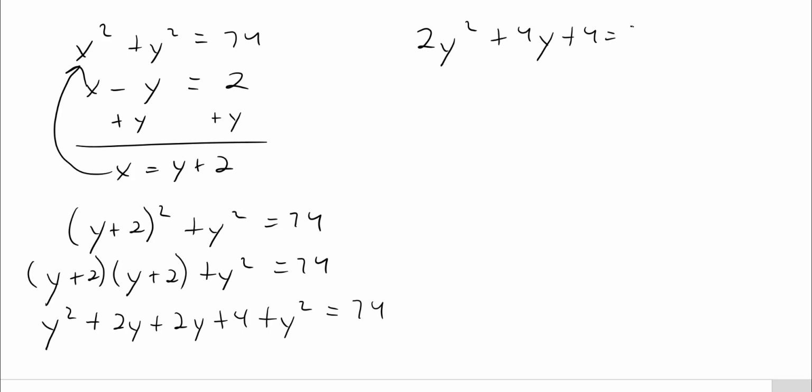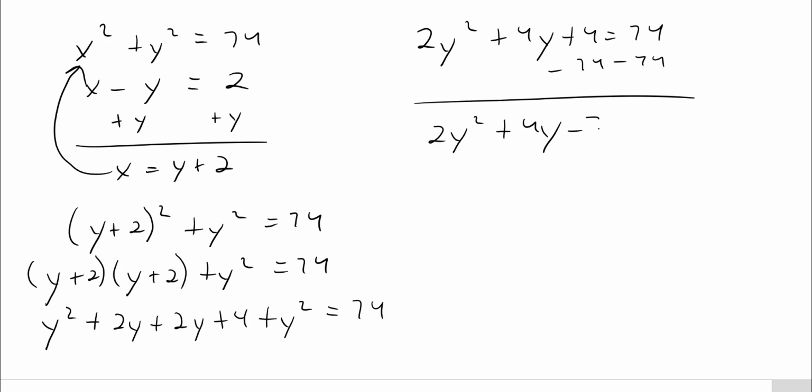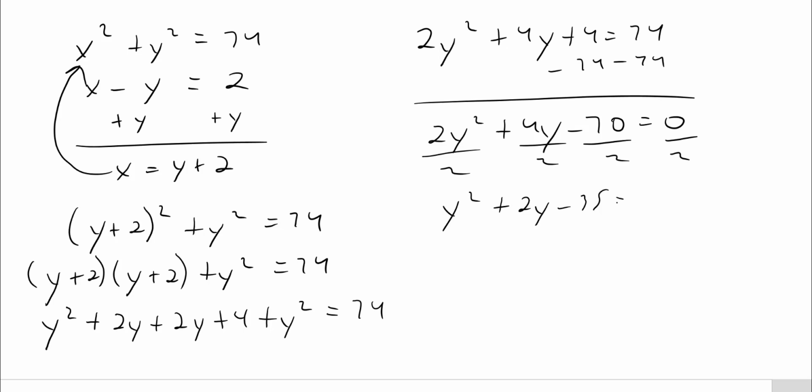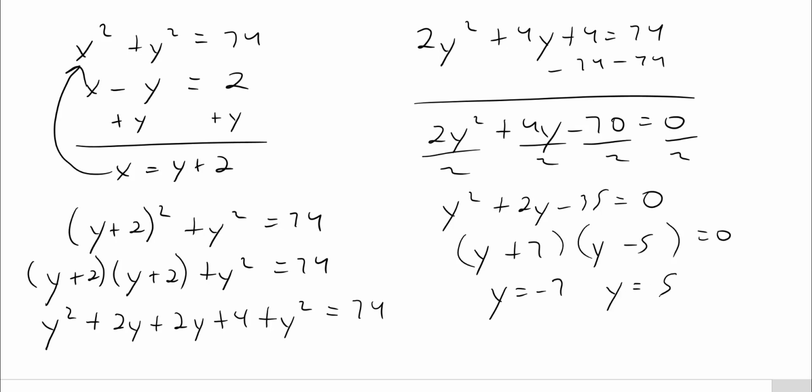plus 4 equals 74. So, because I have to factor, I'm going to subtract 74 from both sides. And I get 2y squared plus 4y minus 70 equals 0. Right? And then I'm going to divide everything by 2. Clean it up a little bit. So I get y squared plus 2y minus 35 equals 0. Now I don't care how you factor it, guys, factor box or whatever you want to do, but it is 7 and 5, and it's positive 7 and negative 5 to give you positive 2. So you get y is equal to negative 7 and y is equal to 5.